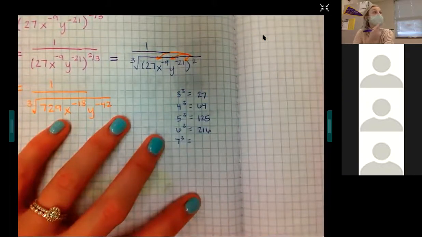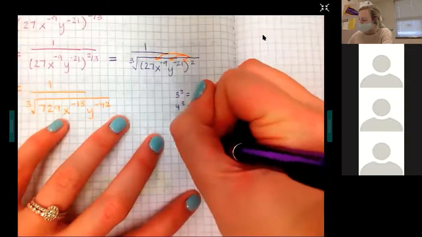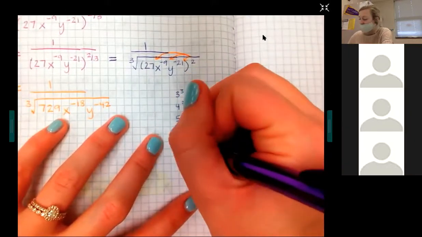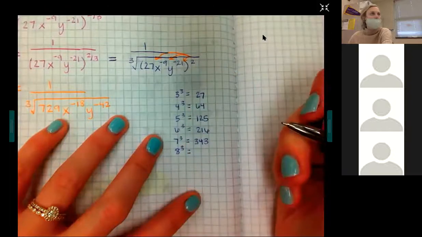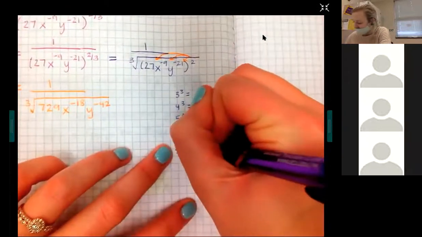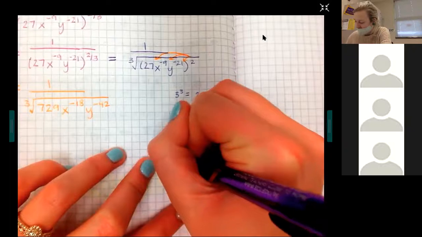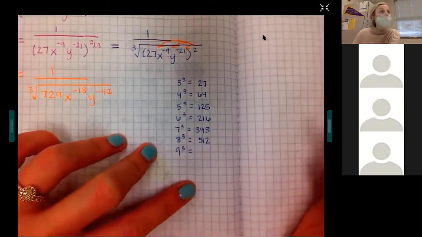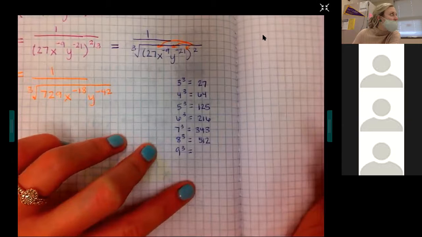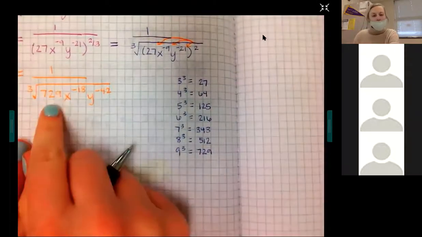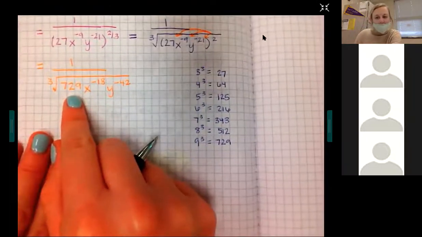7 cubed is what? 343. You can do 7 times 7 times 7 in a calculator. That's where we're getting these numbers. What's 8 cubed? 512. Thanks, sweetie. That's okay. I don't know it either. I don't know it when it gets past 5 usually. And then 9 cubed, if you do 9 times 9 times 9, what do you get? 729. So what is the cubed root of 729?